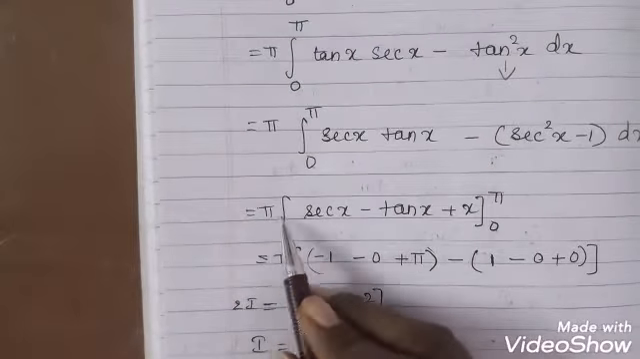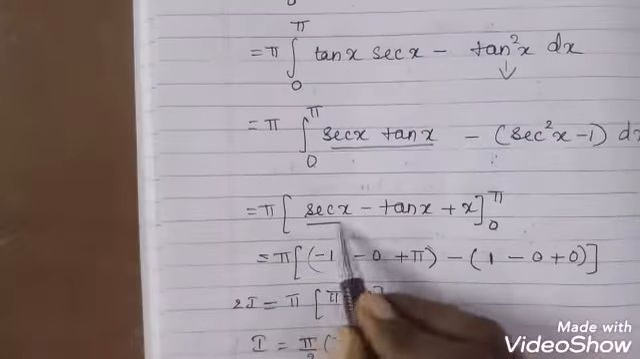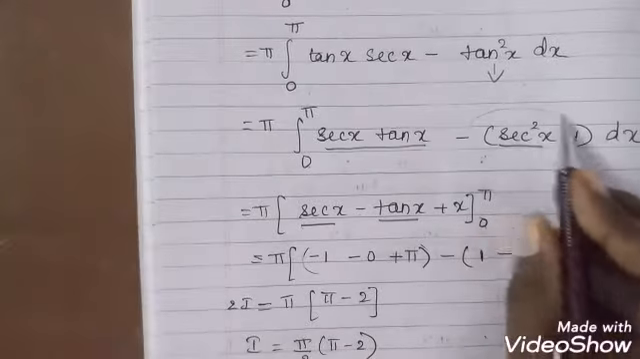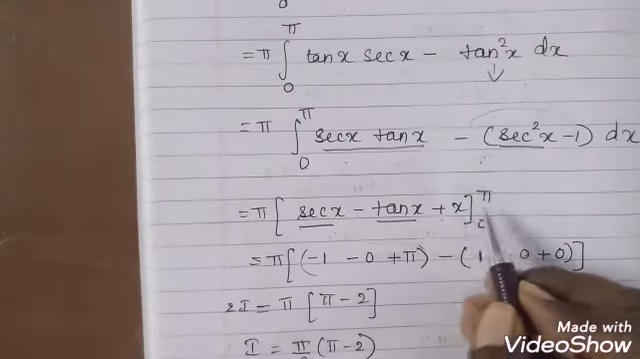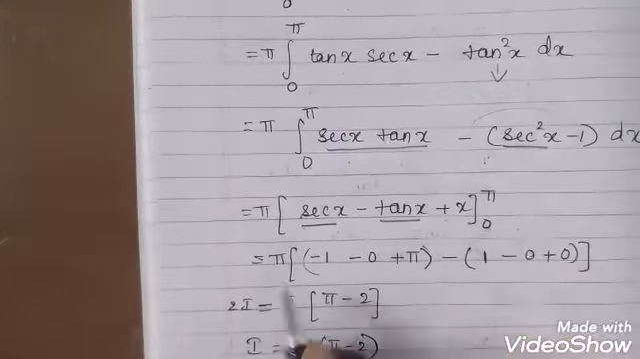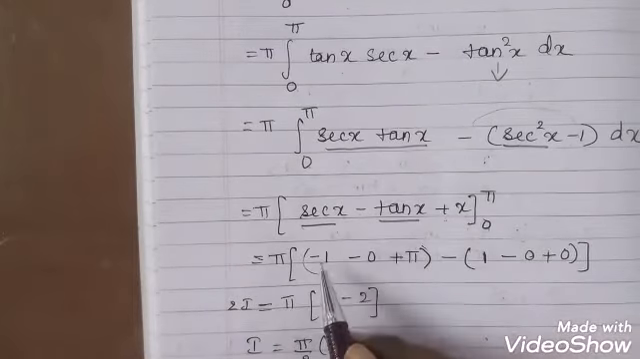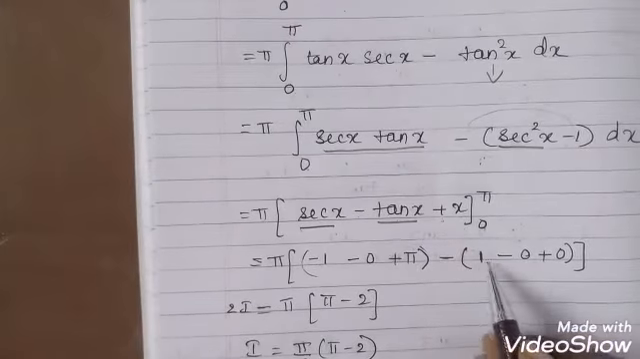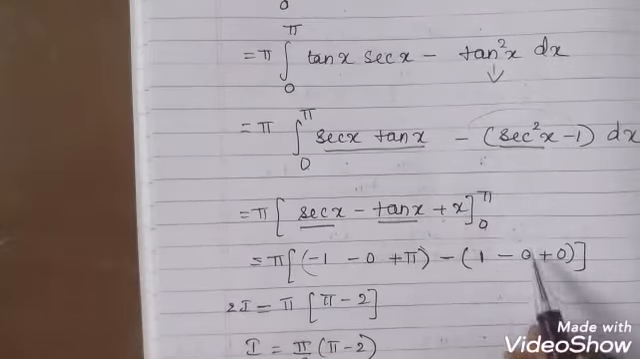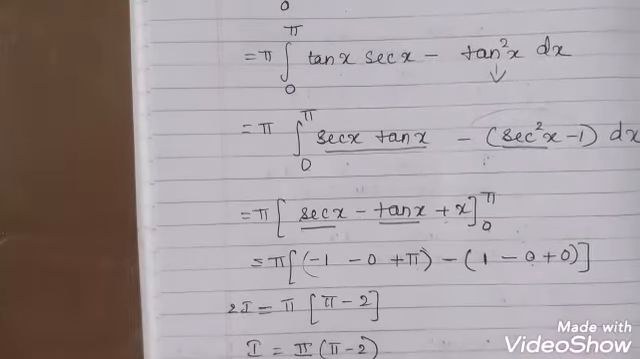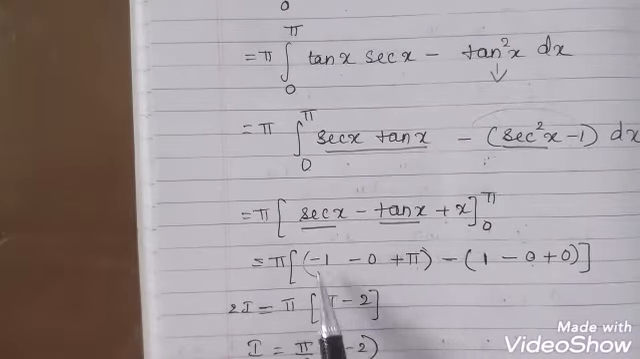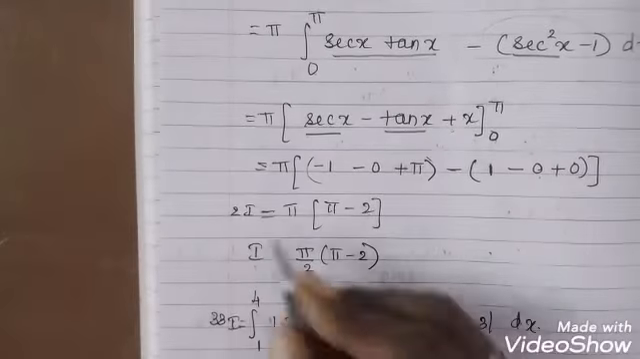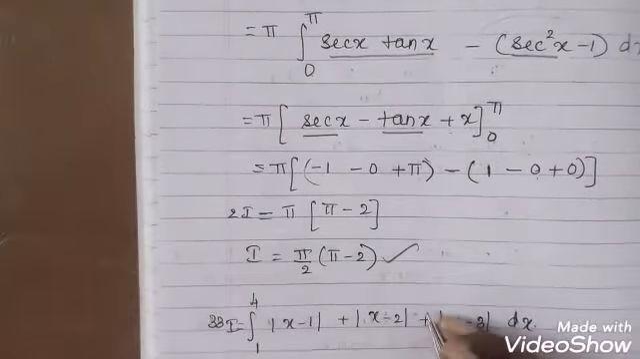Now we'll integrate it. Pi into the integral of secant x tan x is secant x, minus the integral of secant squared x, which is nothing but tan x. Now minus into minus gives plus, so plus x, the integral of a constant, over the limit 0 to pi. So it's pi into secant pi, which is minus 1, minus tan pi, which is 0, plus pi, minus the lower limit: secant 0 gives 1, minus tan 0 gives 0, plus 0. So 2I is equal to pi into minus 1 minus 1, which is minus 2, so pi into (pi minus 2). What is your I equal to here? Pi by 2 into (pi minus 2).